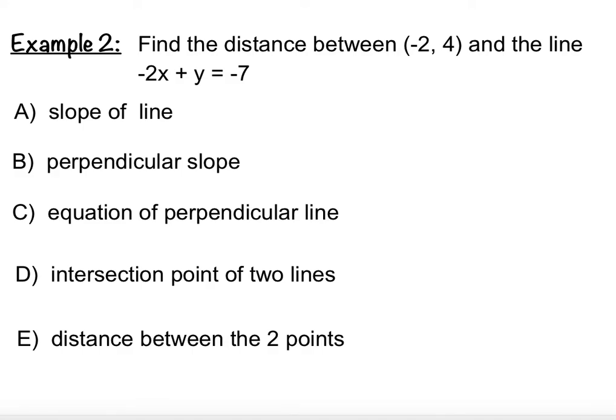So let's go through another one of these examples. It says find the distance between (-2, 4) and the line -2x plus y equals -7. So again, you want to take that equation there and put it in y equals mx plus b form. So let's do that. So I put it in y equals mx plus b form, and now I'm going to identify the slope. The slope of that line there is 2.